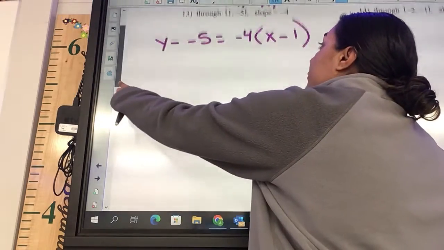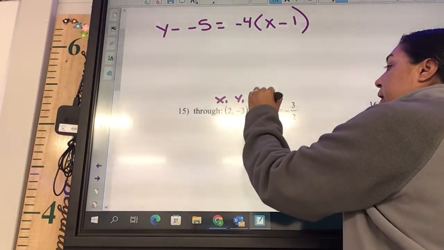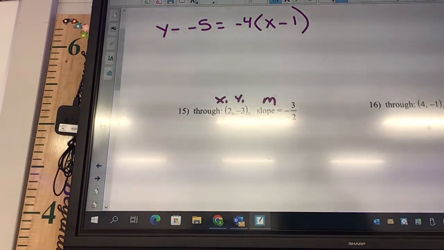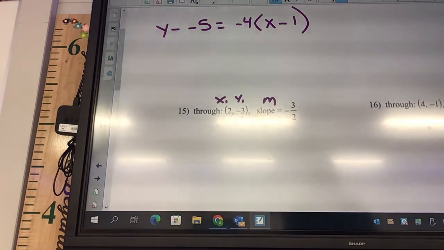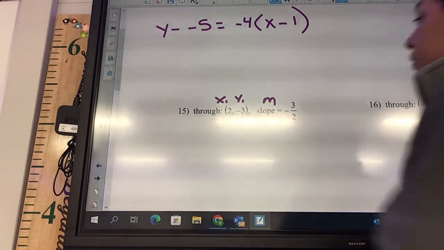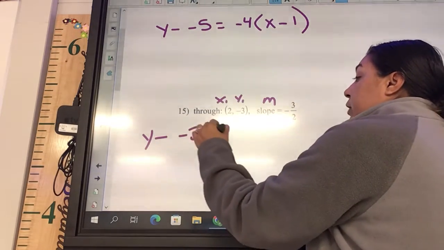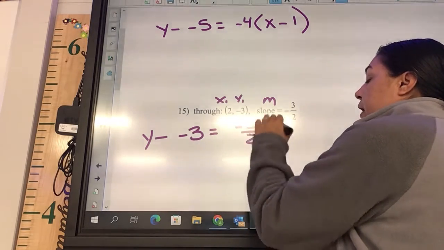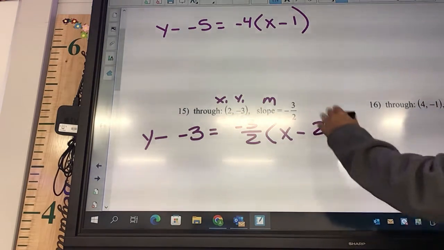Okay, 15, what are we gonna do first? Label. X1, Y1, and M. Do you have to label? Yes, you have to, okay? The further we get in the formulas, it's really important that your X1 is the same as what you used from the beginning. You have to label, okay? It's not optional. So, it's gonna be Y minus, what is Y1? -3, what's my M, Erica? 3 over 2. X minus, what's X1? Minus 2.